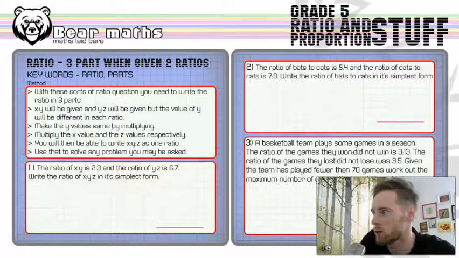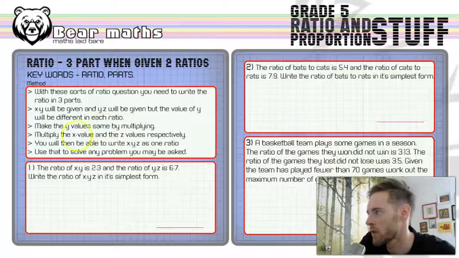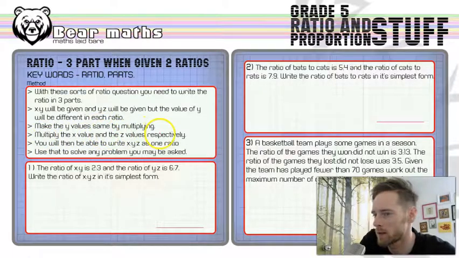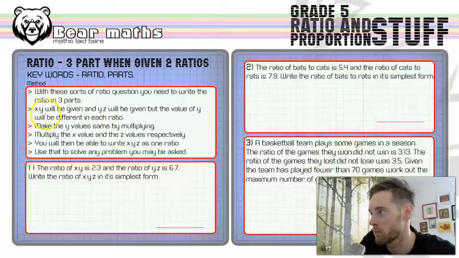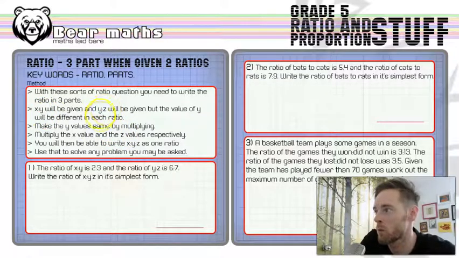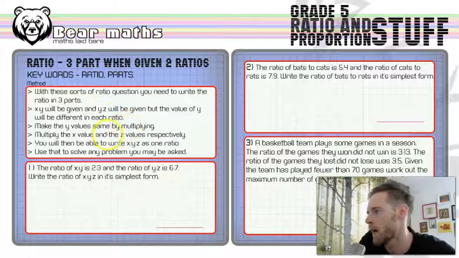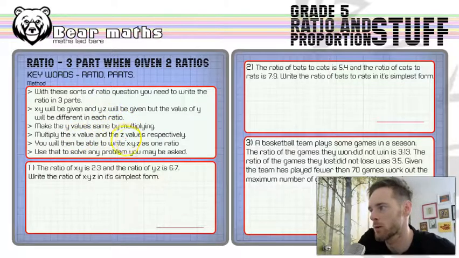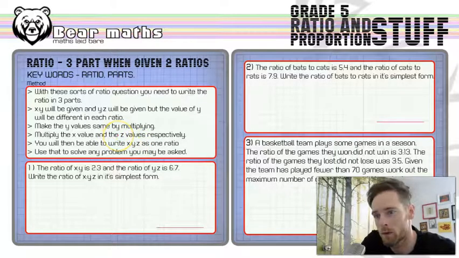And to do that, you can use multiplication, common ratio. So multiply the X value and the Z values respectively. So whatever you've multiplied Y by for the ratio of X to Y, you have to multiply X by as well. And then whatever you've multiplied Y by in the ratio of Y to Z, you're going to multiply Z by as well. Then you're going to be able to write that ratio as X to Y to Z, one whole ratio, and then use that to solve any problems that you might have been asked.